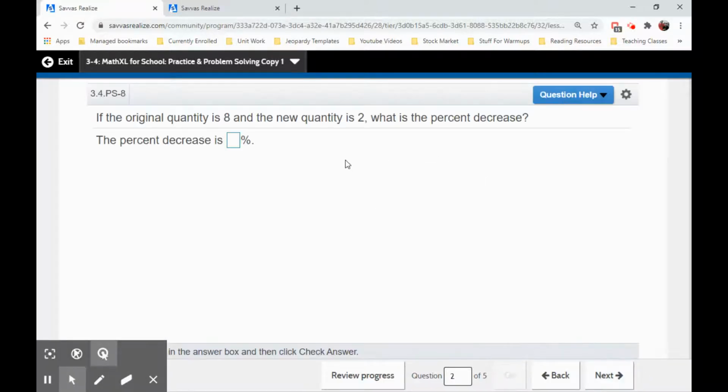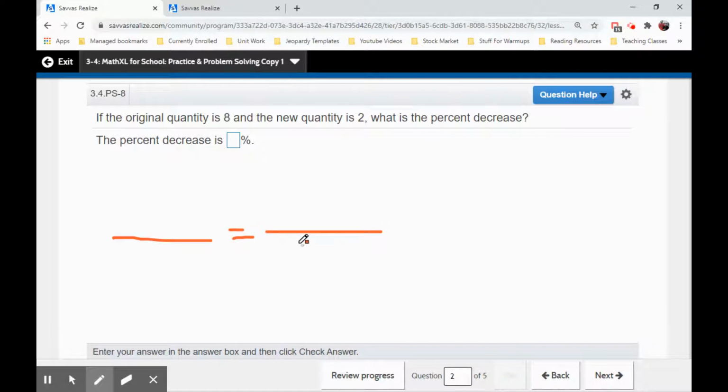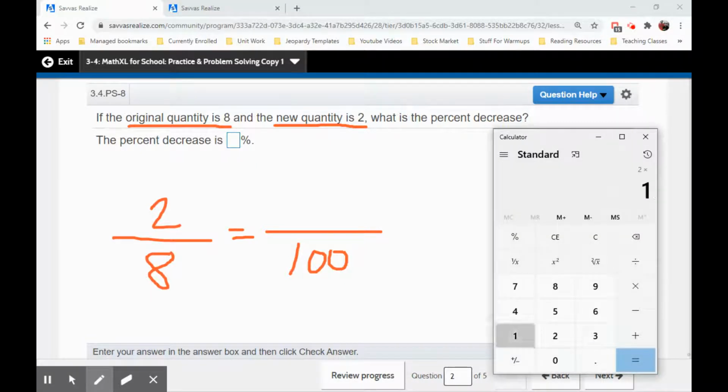Number two says, same idea. Original quantity is 8, new quantity is 2. What is the percent decrease? This is basically the same problem, except we're dealing with a decrease instead of an increase. So we set up our problem much in the same way. Original quantity, that's the old, and new quantity, that's the new, so we have 2 there. We cross multiply and divide, just like we have been. 2 times 100 divided by 8, we get 25%.